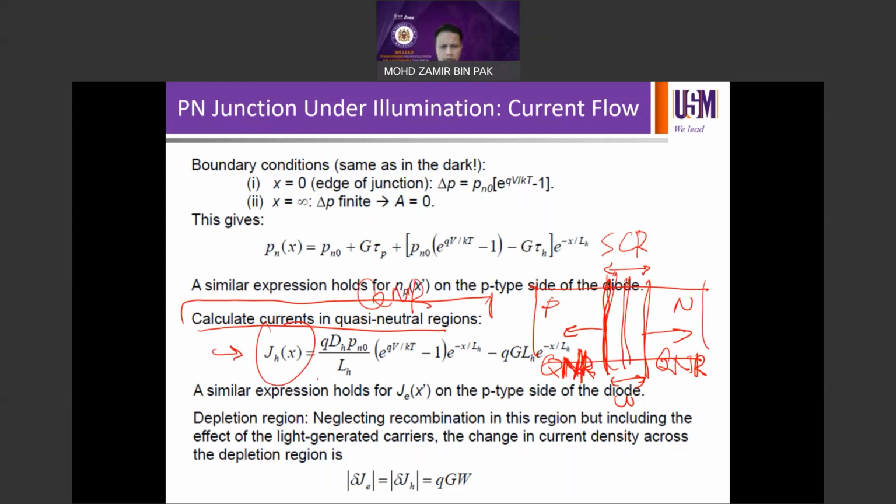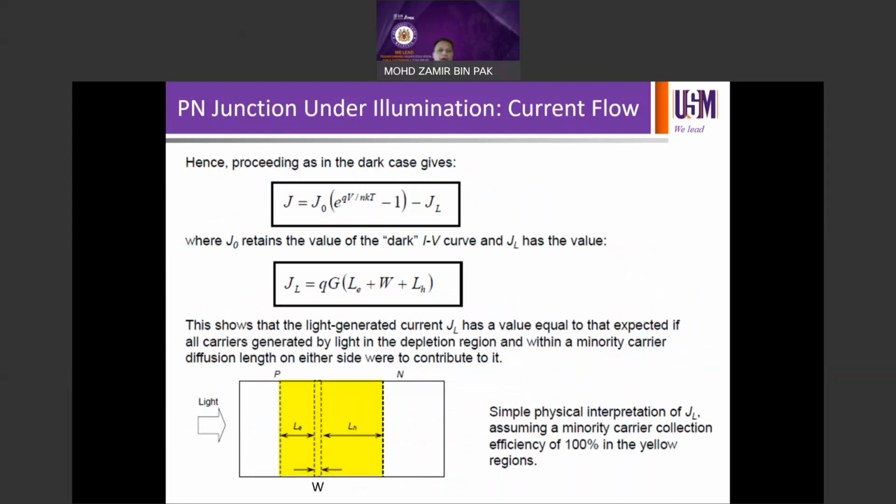So it's Q times diffusivity times the hole density, neglecting the recombination in this region by including the effect of large energy carriers. The change in carrier density across the depletion region is given by Q times generation rate times W, assuming there's no recombination in the depletion region, right? Then J will be given by J naught times e to the power of QV over NKT, and this N is the ideality factor of the diode. This goes back to the diode equation we learned last time, ideality factor.